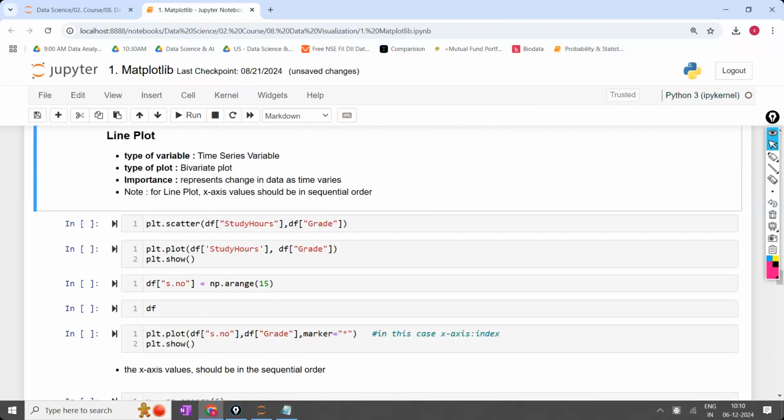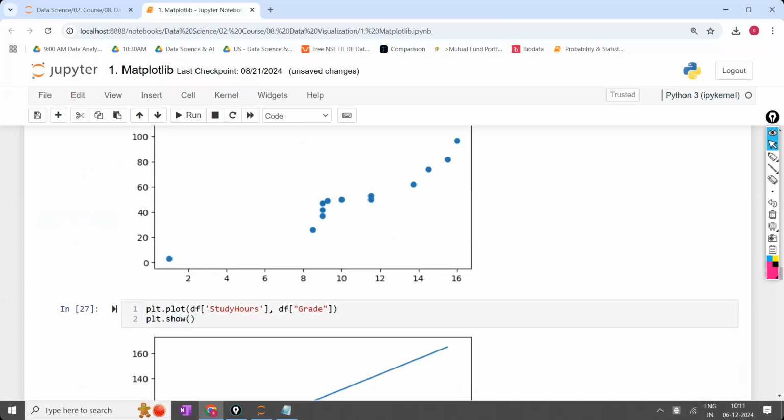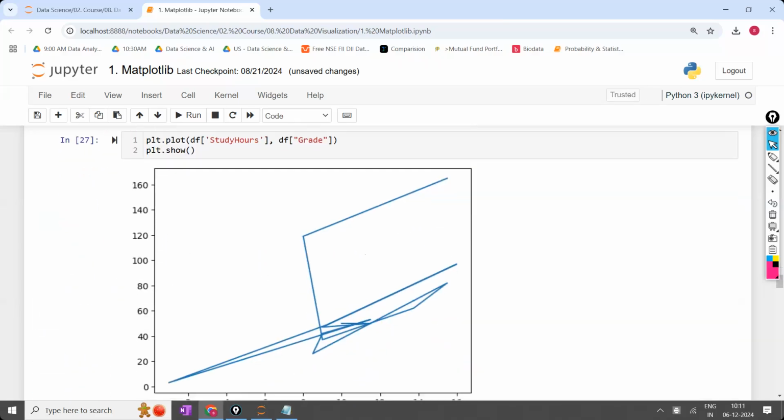Now, next one is the line plot. What plt.scatter you applied between study hours versus grade, that is the scatter plot. In the scatter plot, you are just going to combine the points in sequential order. Now, the line plot is completed, but there will be no use with this line plot. It is like a children's diagram. There will be no use. We just enjoy by saying that, right? From this, we will not understand anything.